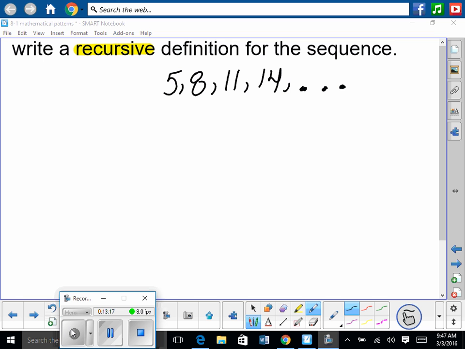So here we go, guys. It says, write a recursive definition for the sequence. So we're writing a recursive definition for the sequence. Let's look at this. First of all, the first thing we are going to specify is what's our first term.